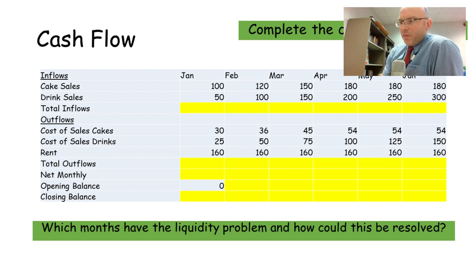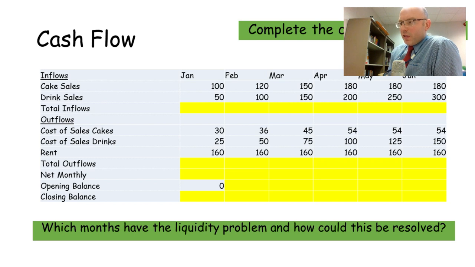Remember that minus 71 moves towards our opening balance for April and our closing balance would be minus 5. Our minus 5 closing balance then becomes our opening balance for May and our closing balance should be 86. And then, of course, last but not least, our opening balance for June would be 86 and our closing balance would be 202. I obviously said, where is the liquidity problem?